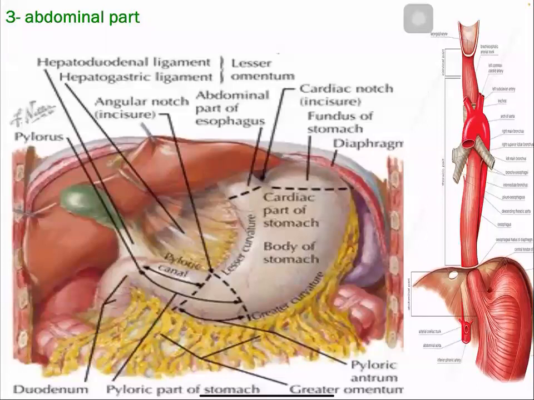The third part is the abdominal part. As we mentioned here, it starts from the esophageal hiatus of the diaphragm to the gastroesophageal junction. And here it lies in the retroperitoneum and behind the left lobe of the liver. Here the left lobe is pulled up to demonstrate the abdominal esophagus.